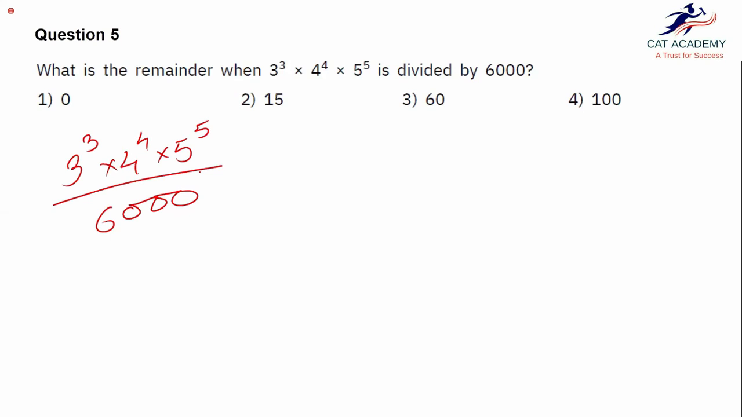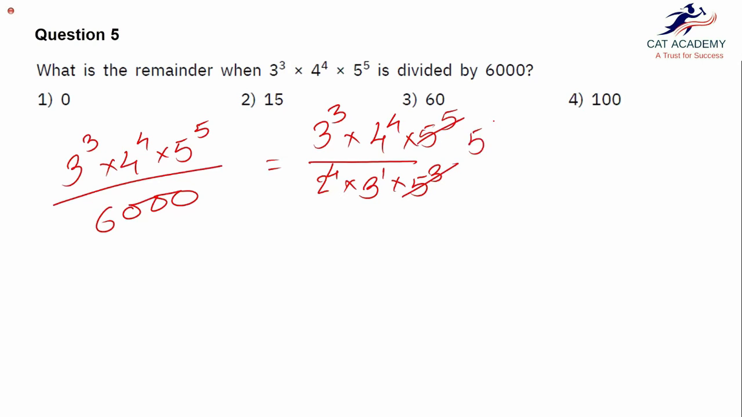Okay, so how about this? Let's factorize the denominator. That's the best thing that we can do. So what are the factors for 6,000? 6,000 is 6 into 1,000. 1,000 is 10 cube. 10 cube is 2 cube, 5 cube. 2 cube, 5 cube into 6, that is 2 into 3. So 2 raised to 4 into 3 raised to 1 into 5 raised to 3. And above it is 3 raised to 3, 4 raised to 4, and 5 raised to 5.